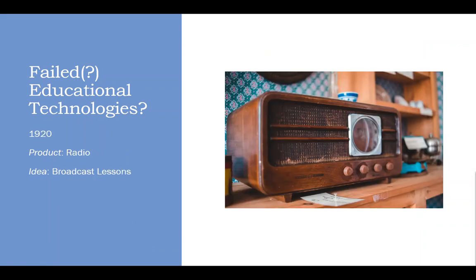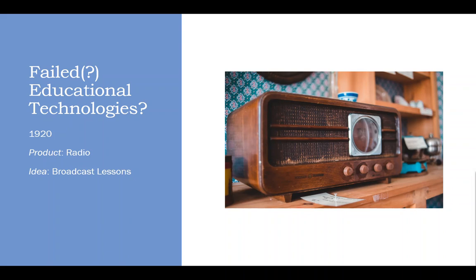How about this one? The radio. The radio itself, the product, in education, the idea behind it was to actually broadcast lessons. And this was a pretty big thing. Actually, in Australia, a lot of the students in remote areas did a lot of school over the radio. And so it did allow information to be portrayed to faraway places, right? But it maybe didn't actually change how we learned because we just kept teaching the same things. We just did it over a different medium.